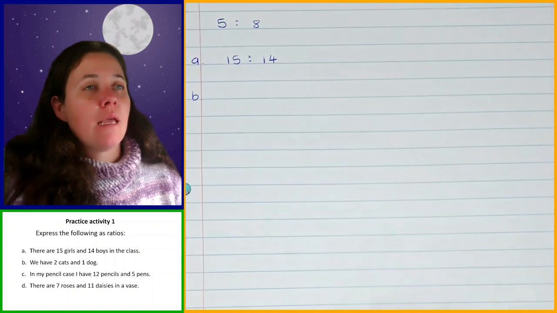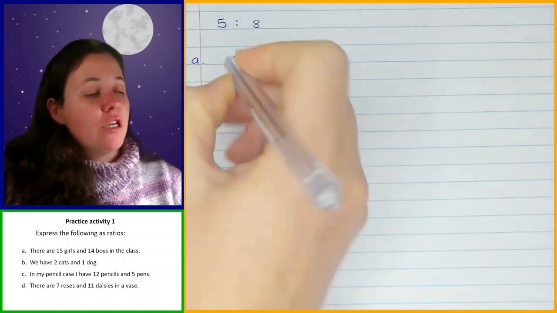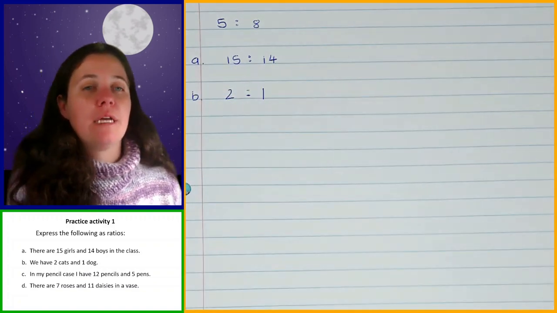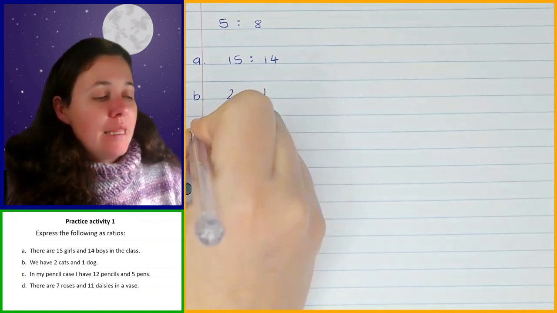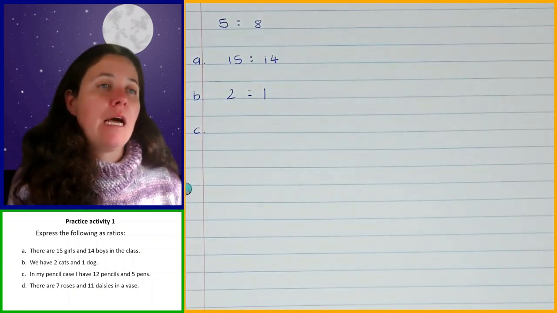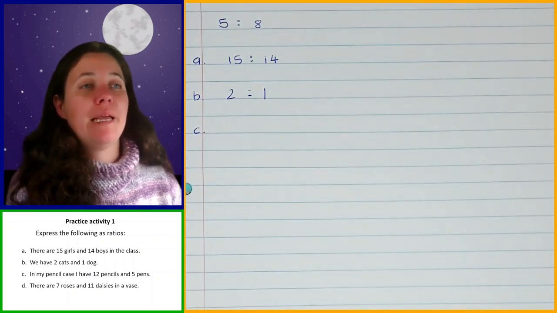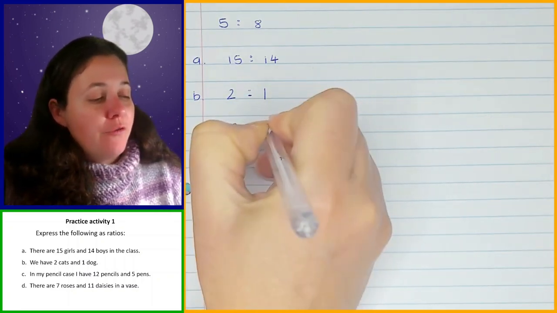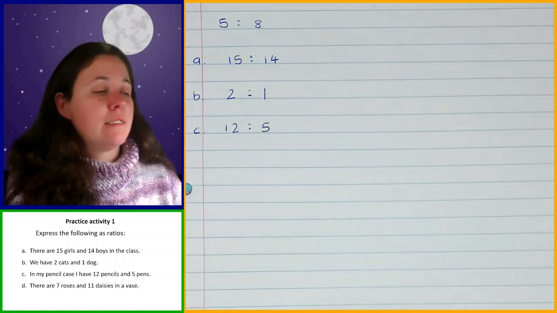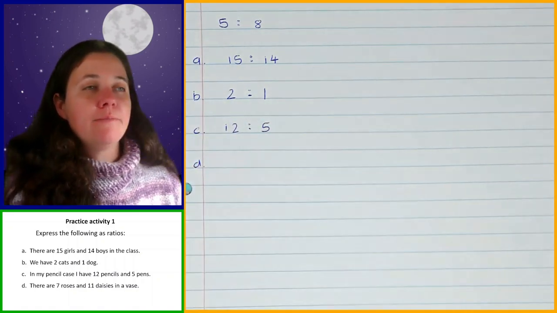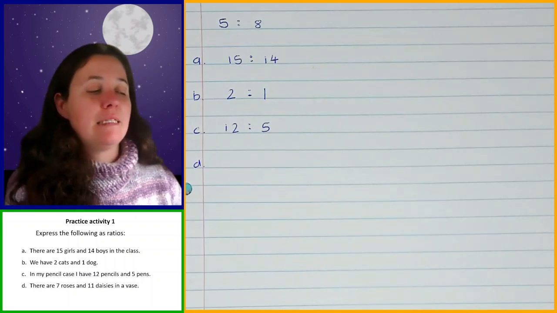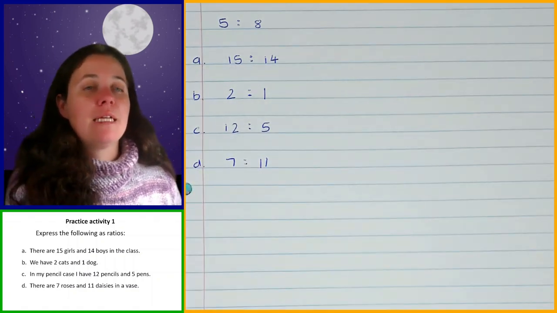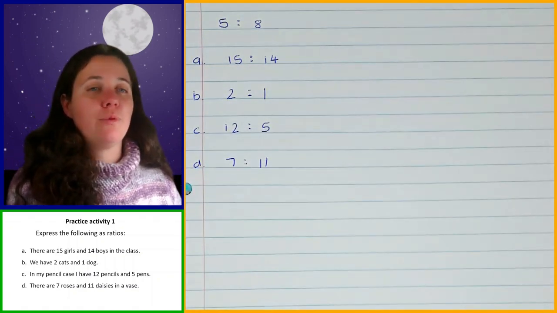Then we've got B, where we have 2 cats and 1 dog. So we're going to write 2 for the cats and 1 for the dog. So that is what your ratio should look like for B. Then we have C, where we have 12 pencils and 5 pens in the pencil case. So we're going to write 12 for the pencils to 5 for the pens. And then the last one, D, we have 7 roses and 11 daisies in a vase. So that is 7 to 11. So that is what your ratio should look like for all of those examples.